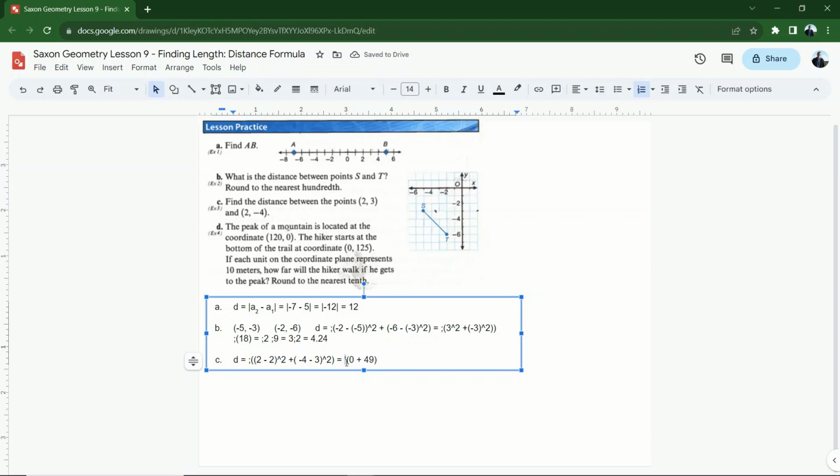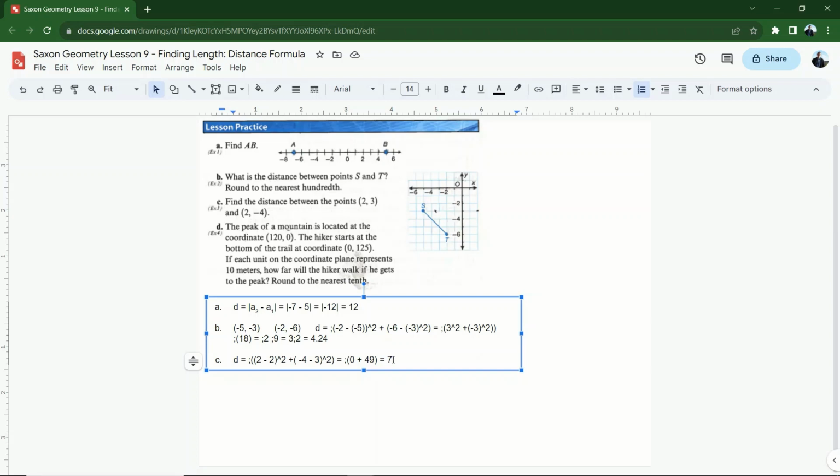Let me make sure I got the right symbol there. The square root of 49. And the square root of 49 is simply 7. All right, now let's just look at that again. So notice that my x-coordinate is 2 for both points. And my y-coordinate for the first point is 3 above the x-axis. My y-coordinate for the second point is 4 below the x-axis.